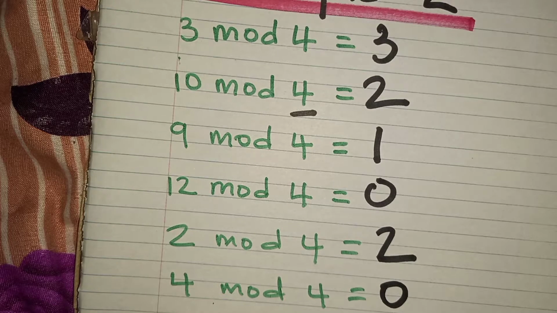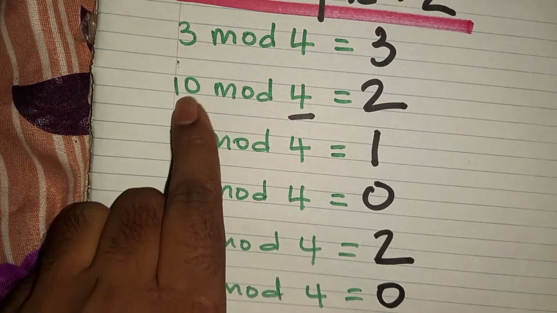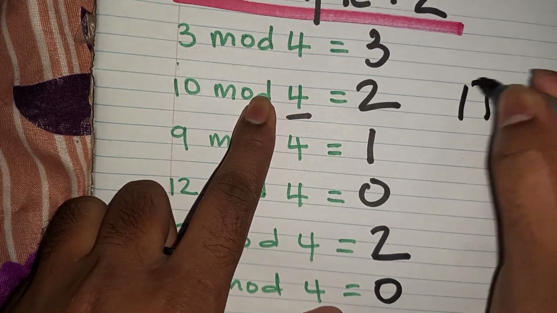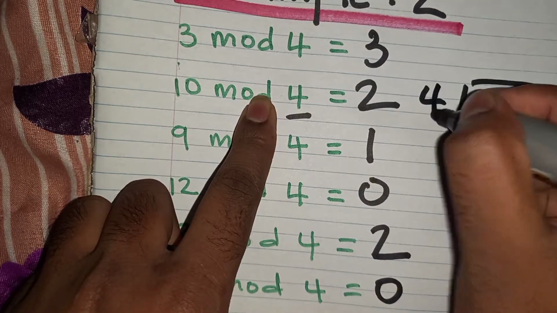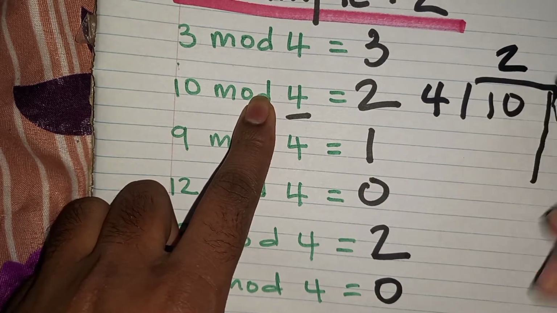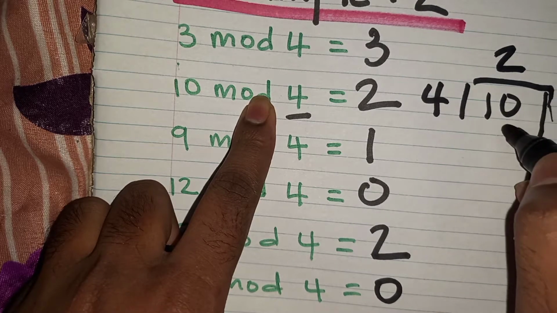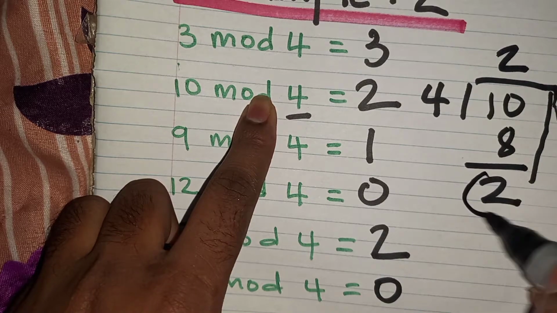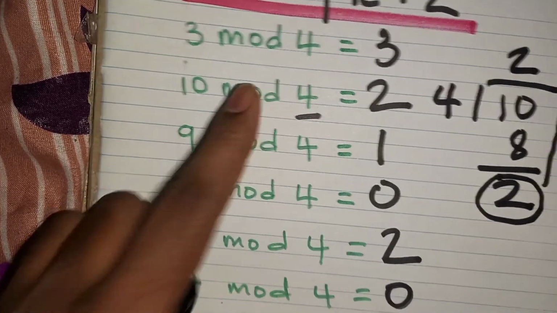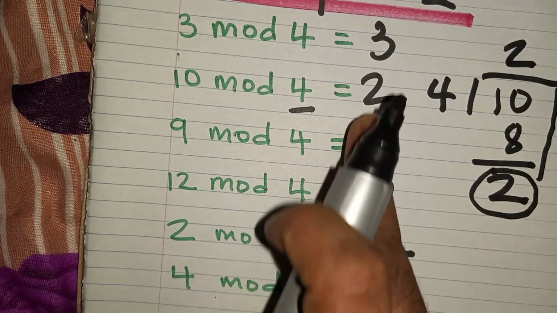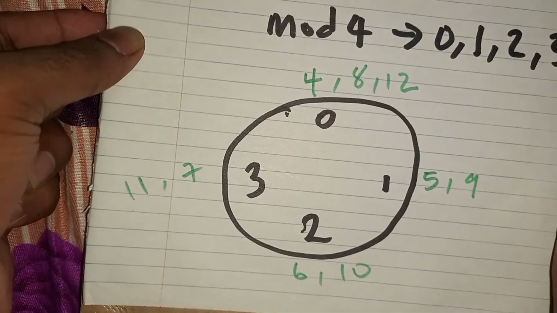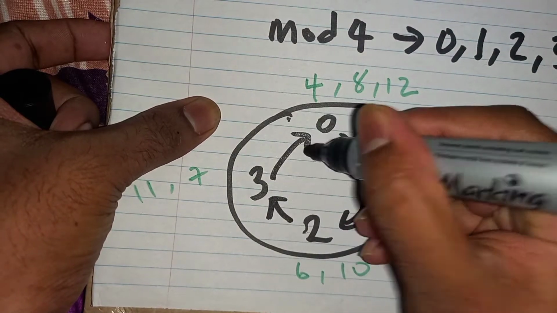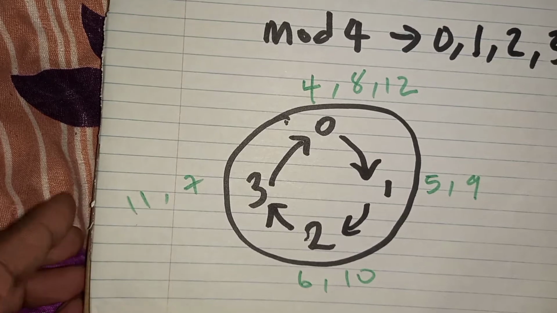And of course you can also do the division method. I'm going to show you this one. 10 modulo 4, so basically 10 divided by 4. Now 4 can go into 10 2 times, right? And 2 times 4 is 8. Remainder is 2. Now 4 cannot go into 2, that's why the remainder is 2. So with the division method you get the same answer, and with the circle method you also get the same answer, right? You can also draw the arrows like this.